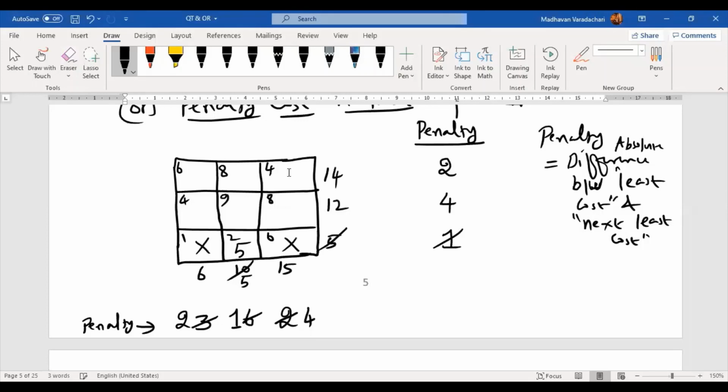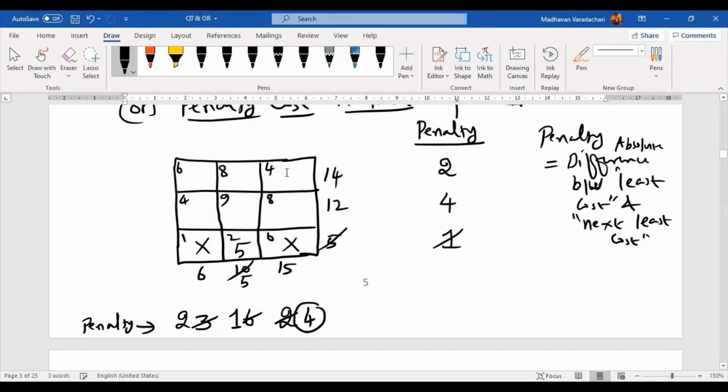Which is better to choose? Whichever gives me maximum allocation is better to choose. That means I will not choose this 4. I will choose the other 4 to have a better logic. Why? This 4 is allowing me to allocate only 6 units, whereas the other 4 is allowing me to allocate 14 units. So let me choose that 4. Are you clear about it? Yes, sir. Good. So I will choose this 4 and I will go to this particular cell.